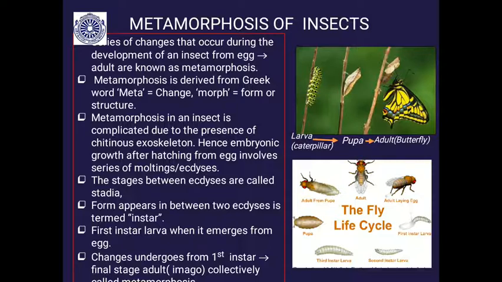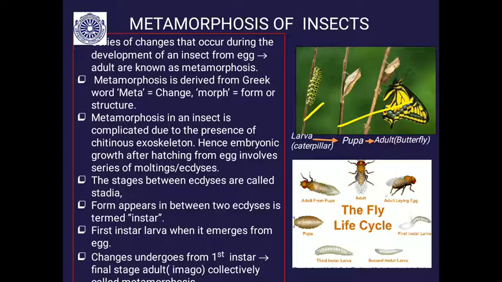But in the case of a butterfly, the egg hatches into the larva, the caterpillar, which is entirely different from the adult. So, metamorphosis is nothing but the series of changes that occur during the development of an insect from egg to adult. A similar type you will also find in amphibia. The eggs hatch into tadpoles, which are entirely different from the adult frog. We are here going to study insect metamorphosis.